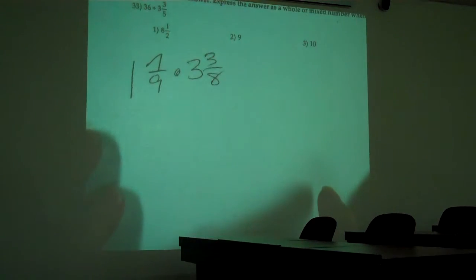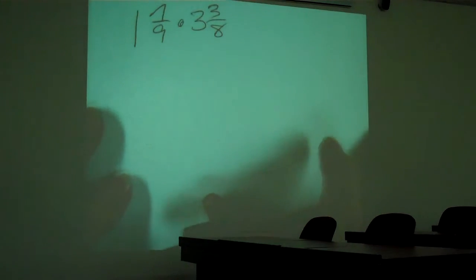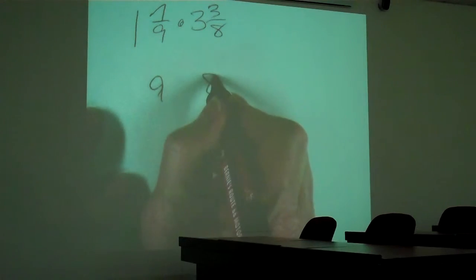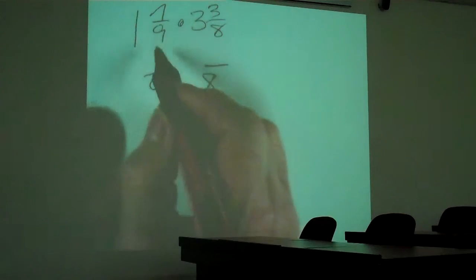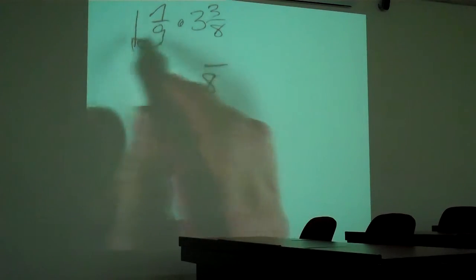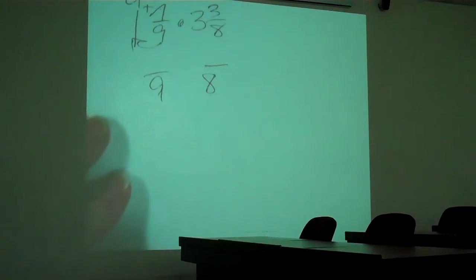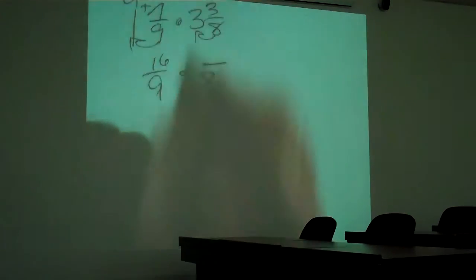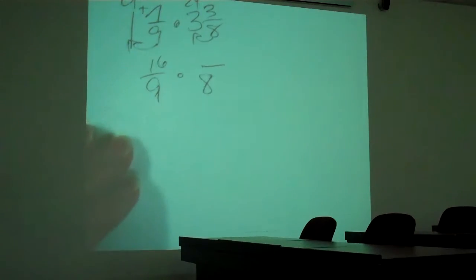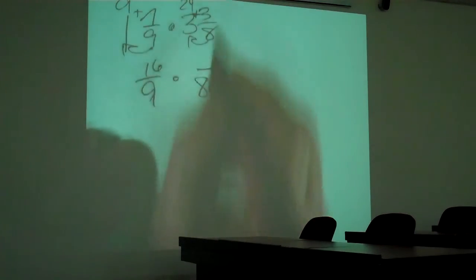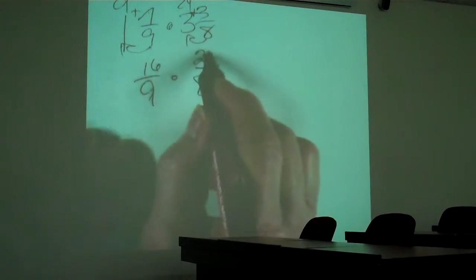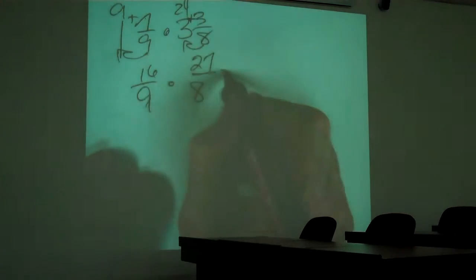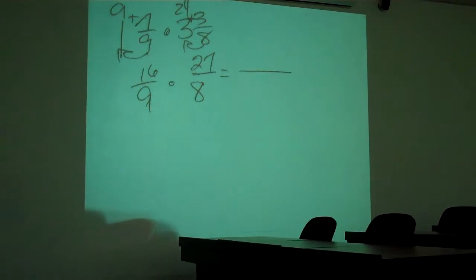Okay, what are we going to do with those numbers? Improper. Multiply 9 plus 7, 16. 8 times 3, 24 plus 3, 27. Okay, you want to do some dividing before we multiply those numbers?